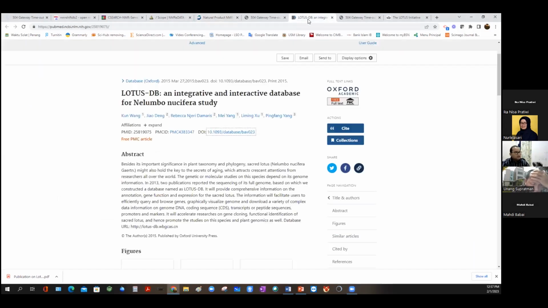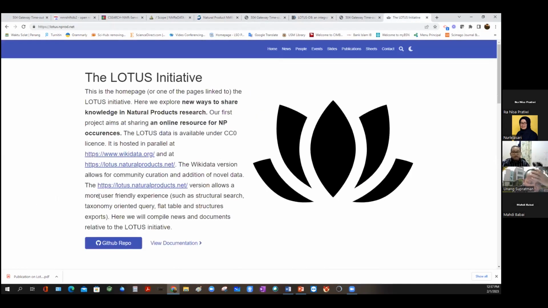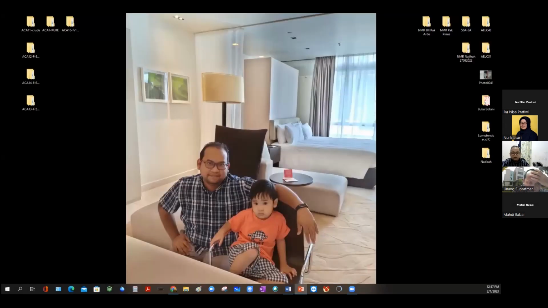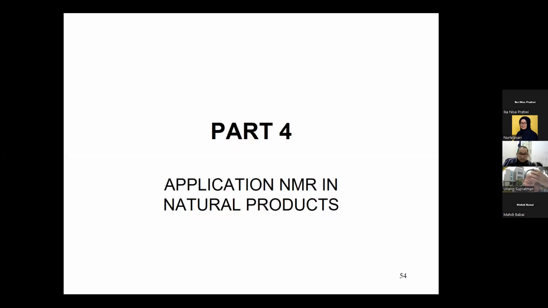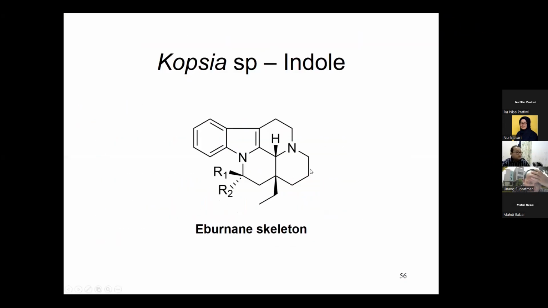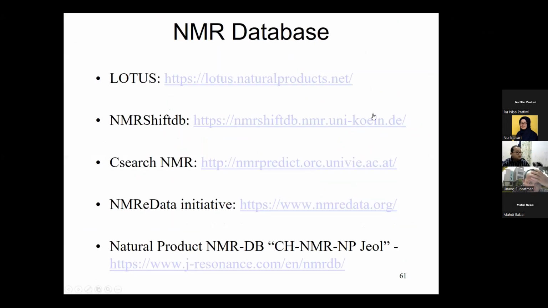So the LOTUS database is the recent one. I think you have to explore this information. Okay, next slide. I think we have 4 minutes left. So please, if you have the time, explore these tools. The tool is not a substitute, you have to read the NMR data by yourself, but it's a kind of guide to the compound that you can find.